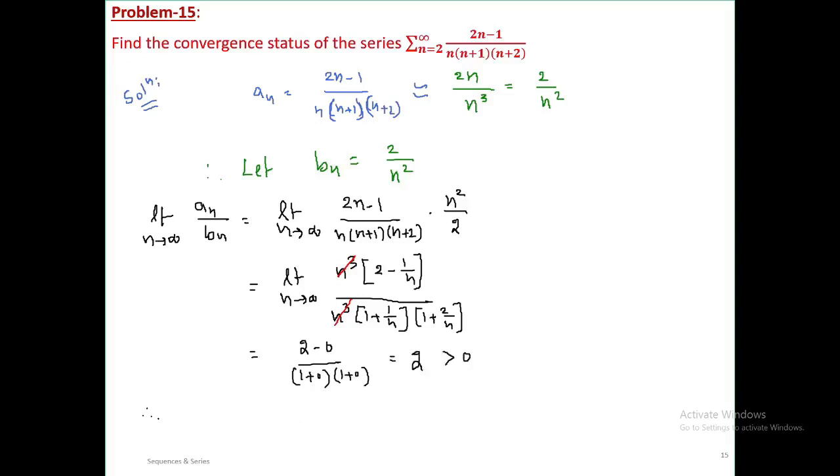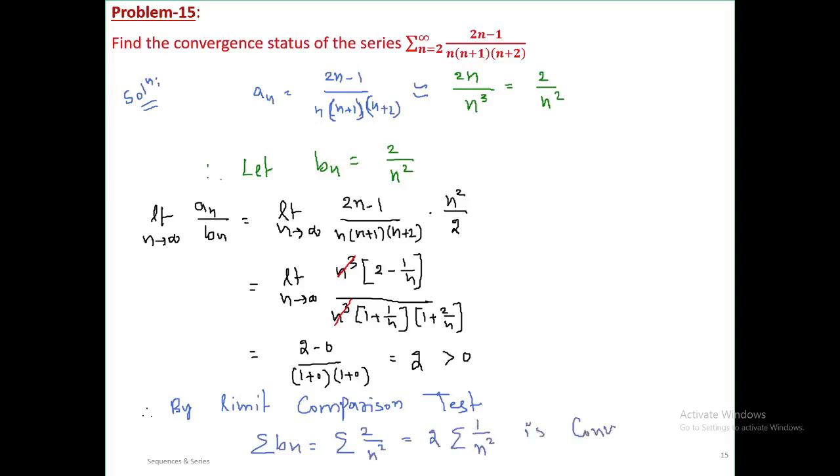So therefore, by limit comparison test, what is series Bn? Series 2 by n square. Can I apply P series test? Yes, you can apply. You take 2 outside, 1 by n power 2, that's it. So look at only this series, it converges by P series test.